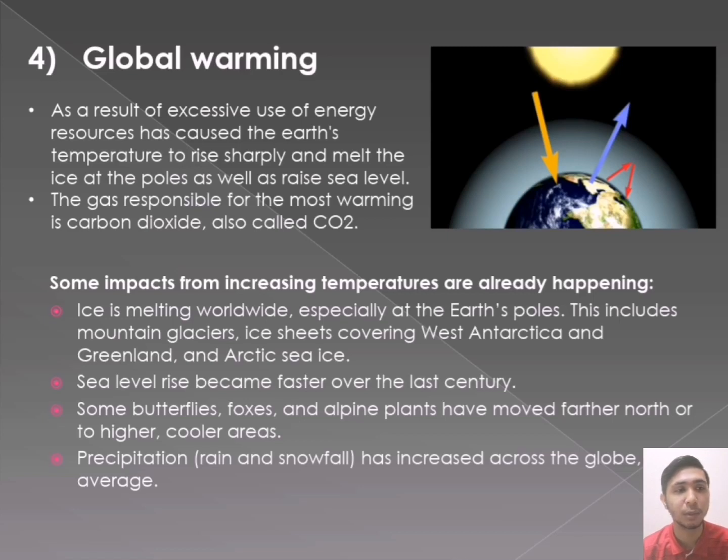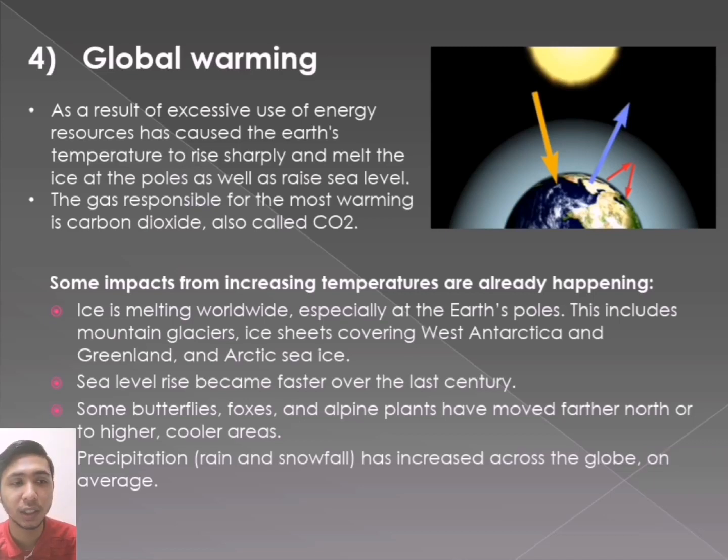First, ice is melting worldwide, especially at the Earth's poles. This includes mountain glaciers, ice sheets covering West Antarctica and Greenland, and Arctic sea ice. Second, sea level rise has become faster over the last century. Third, some butterflies, frogs and alpine plants have moved further north or to higher, colder areas. Precipitation, rain and snowfall, has also increased across the globe on average.